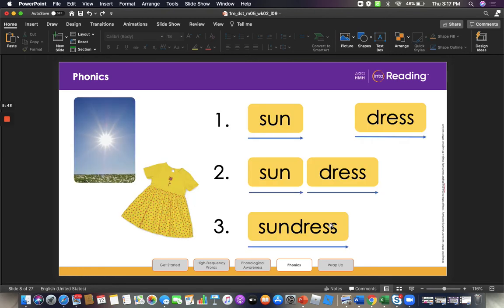We've also been reading compound words. We learned that when we read a compound word, we read the first base or smaller word, and then we read the second one. So last, we blend the two words together to read the compound word. So let's blend the first smaller word. S-u-n, sun. Now let's blend the second one. D-r-e-s-s, dress. Now let's blend the whole compound word. Sun, dress, sundress. That's a compound word. We take a smaller word and put it with another word and say it as one word, sundress. And here's a picture of a sundress.